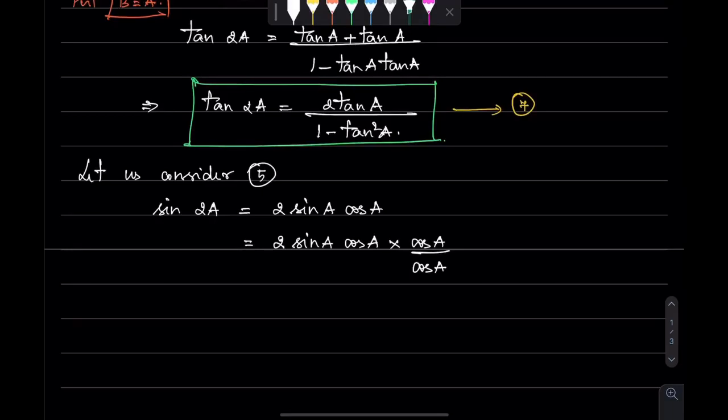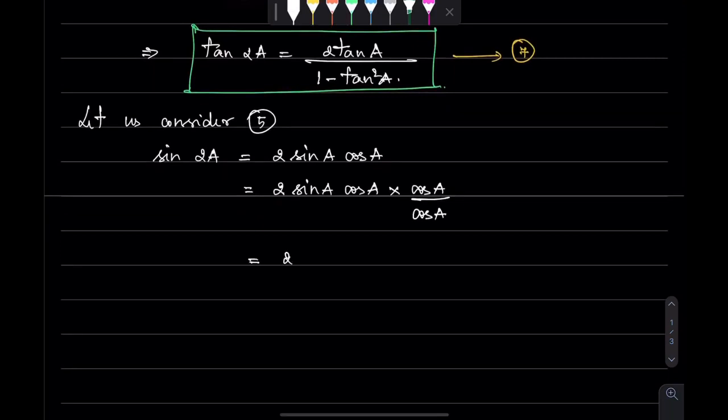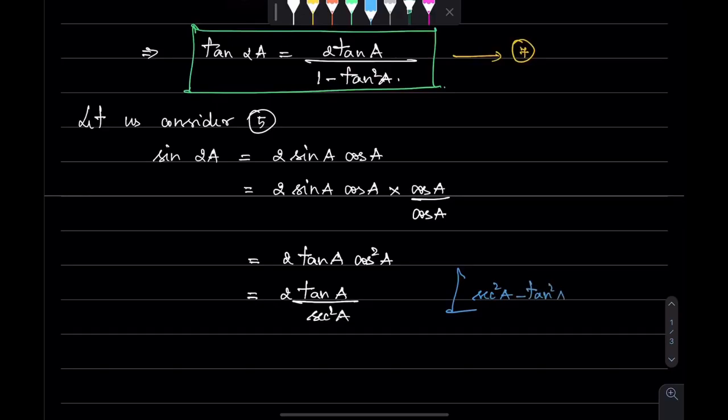Why do I do that? Because I get 2 tan a into cos square a. Cos square a is nothing but what, children? I can write it as 1 by secant square a. So we all know this already. What do we know? Secant square a minus tan square a is equal to 1. So from which I can say secant square a in terms of tan will be 1 plus tan square a. So I can use this.